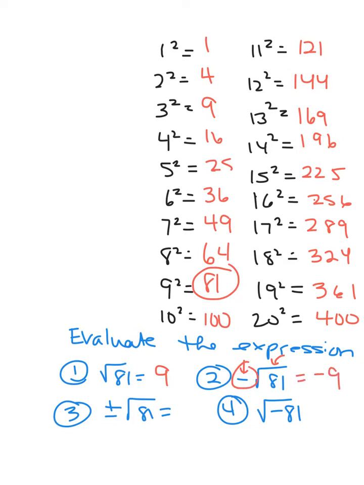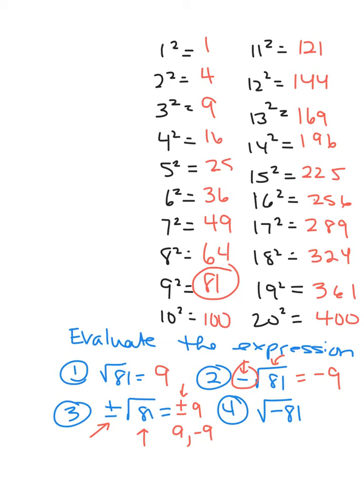Now in number 3, this time I have plus or minus in front. Again, the same thing: the square root of 81 is 9. That's my grouping symbol, so I'm going to do that first. I'm going to add plus or minus 9, which basically means we have 9 or negative 9. We just have that combined symbol to cut down on the writing.